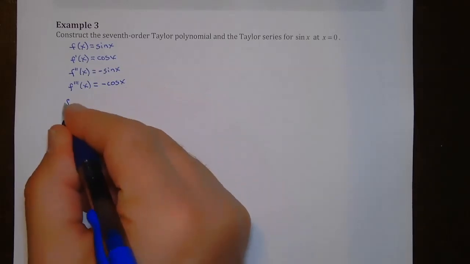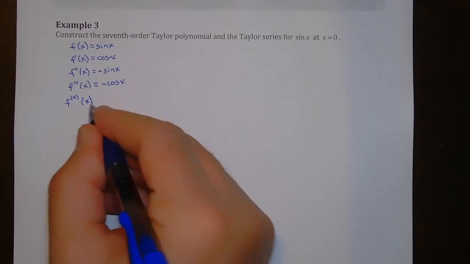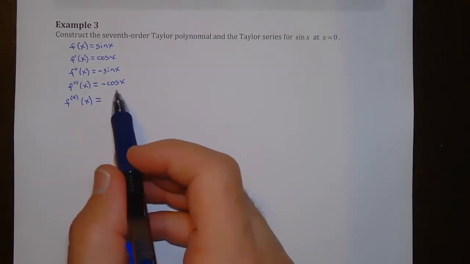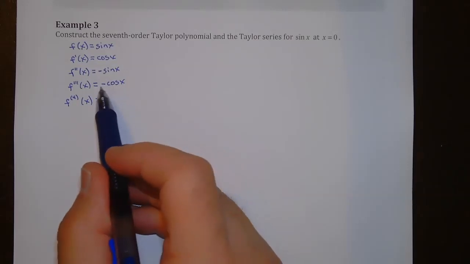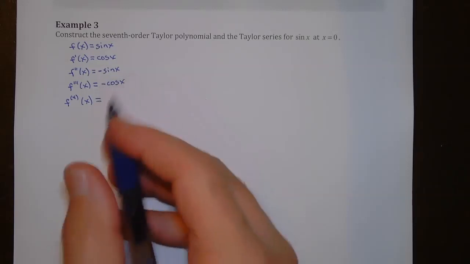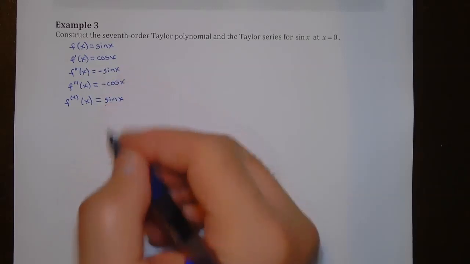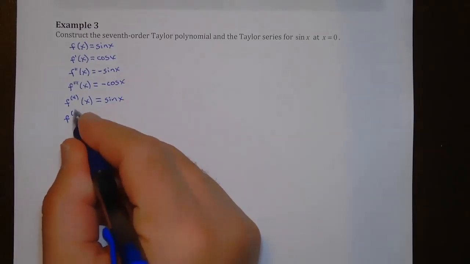And then the fourth derivative at x. So the derivative of negative cosine x. Well, derivative of cosine x is negative sine x, and we're going to multiply that by a negative. So we're going to be back to sine x, and the whole thing's going to start all over again. Okay, so the fifth derivative of x.